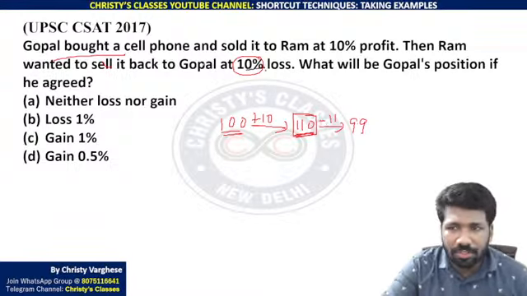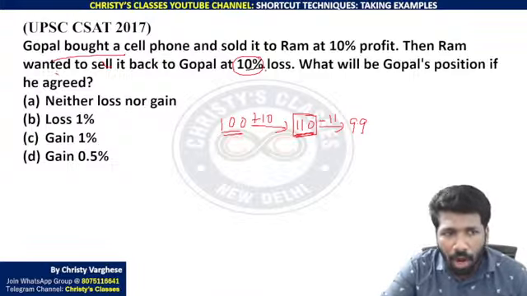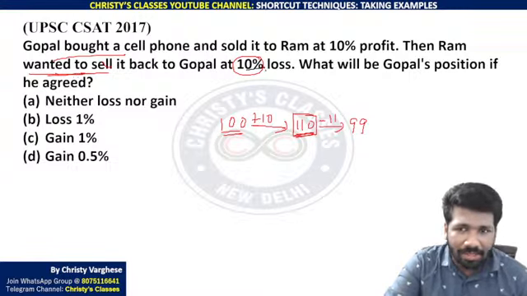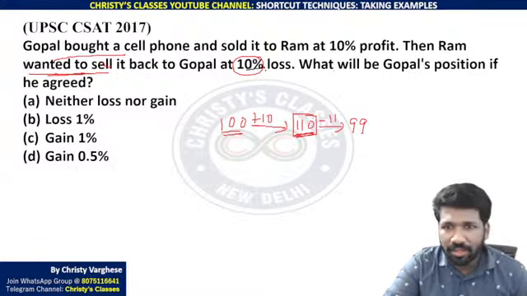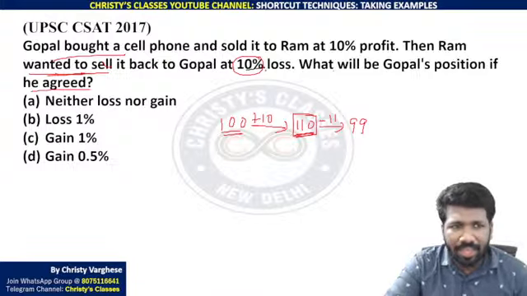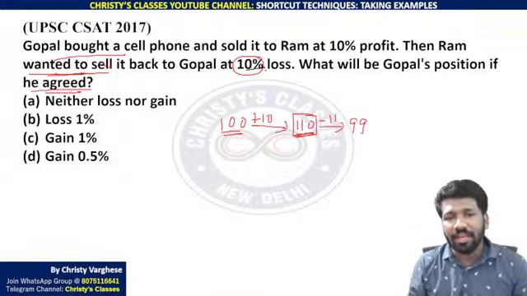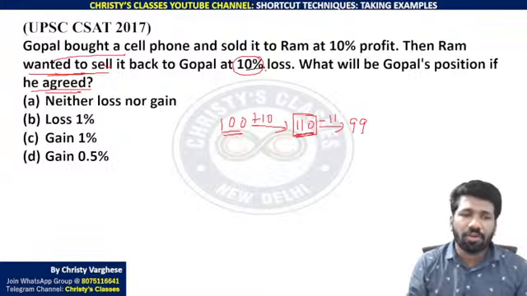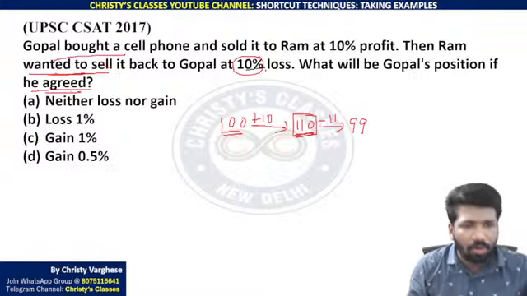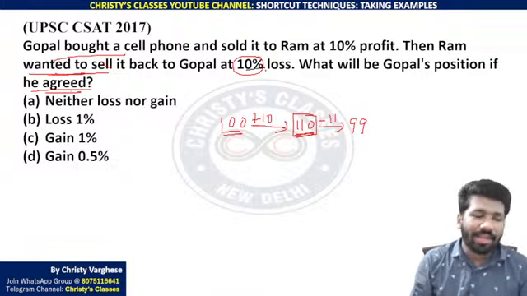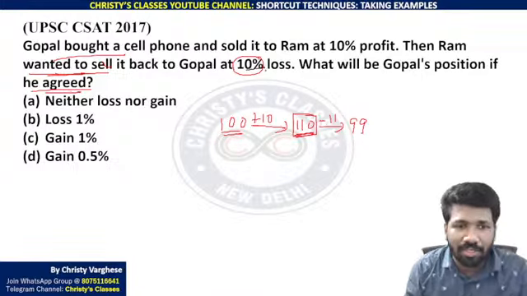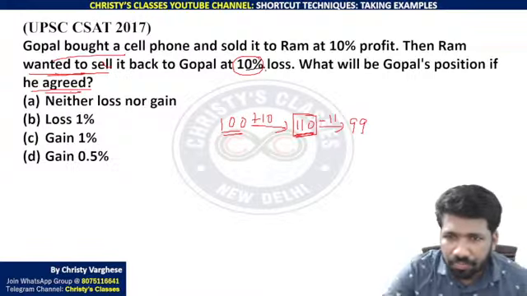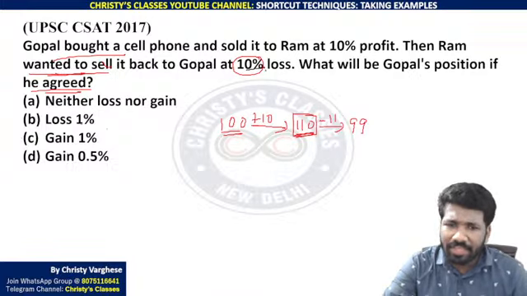Now read the question, read this data carefully. Wanted to sell. That is a wish of Ram. Whether Gopal will accept that or not, that is a different thing. What will be Gopal's position if he agreed? If he accepts the sale, what will be Gopal's position? Whether Gopal got a profit or a loss, or it's break even, no loss no profit situation, that is what we need to check. Or the option is asking that. From the options we get more idea. Okay, anyway, if Gopal is agreeing, what is happening?